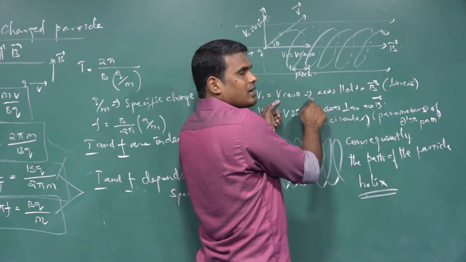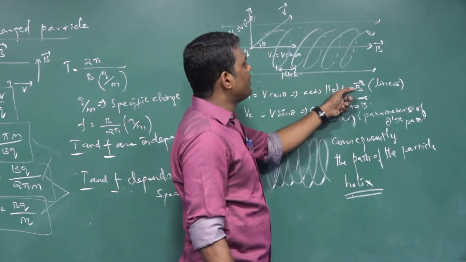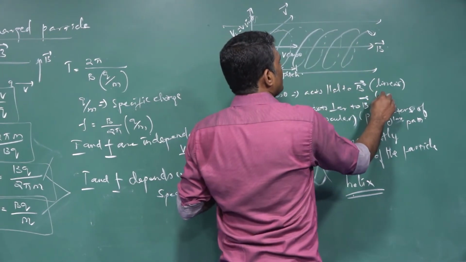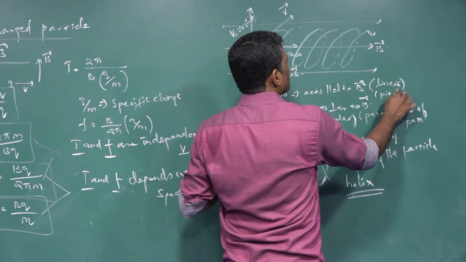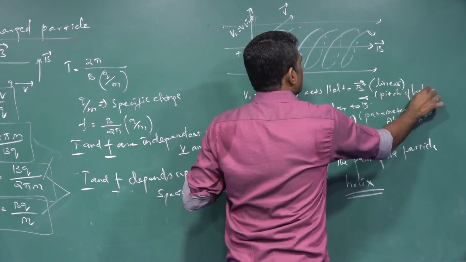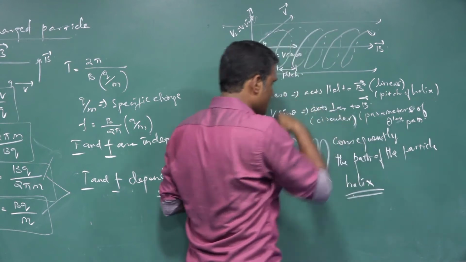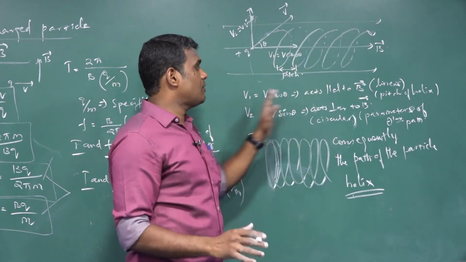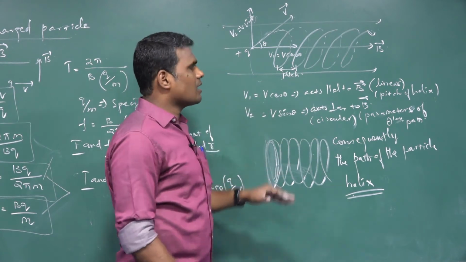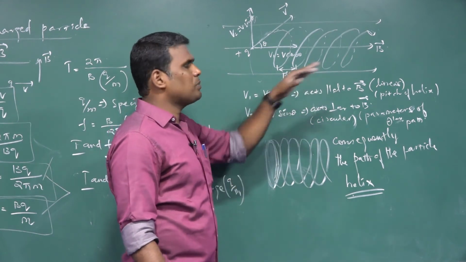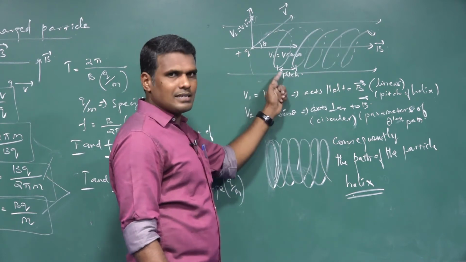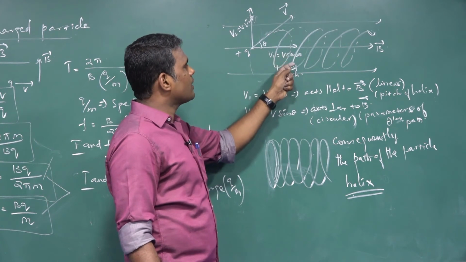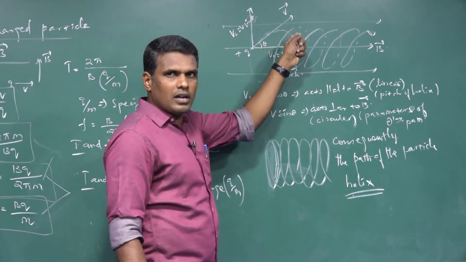What about this cos theta component? It acts parallel to the magnetic field. It makes the charged particle move linearly, and also it is used to calculate the pitch of the helix. Very important: pitch of the helix. So the sin theta component determines the parameters of the circular path. The cos theta component determines the pitch of the helix. What is the pitch of the helix? It is the linear distance traveled by the charged particle when it completes one circular revolution.